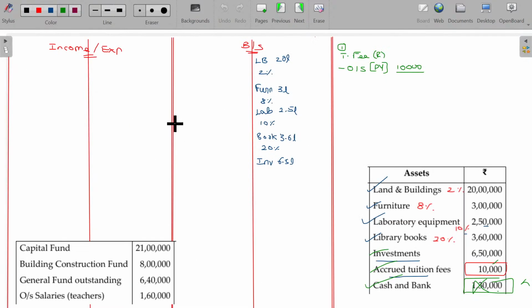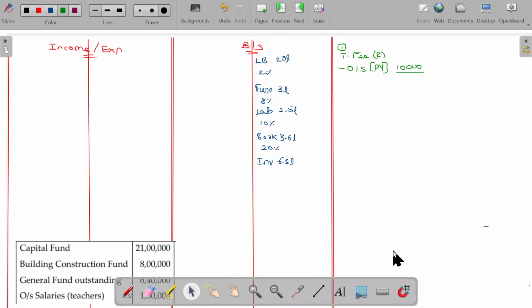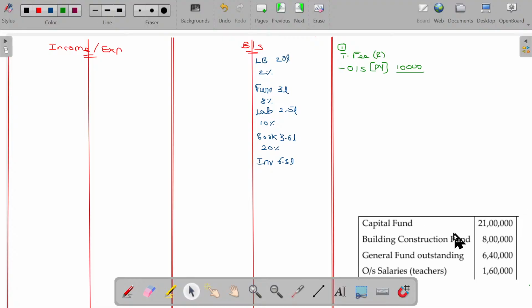So with that, I have completed posting the values given in the asset side of the opening balance sheet or opening statement of affairs. Now I don't refer to that again hereafter. Once you have completed posting one of the items, you should not go and refer back. Finish up immediately.